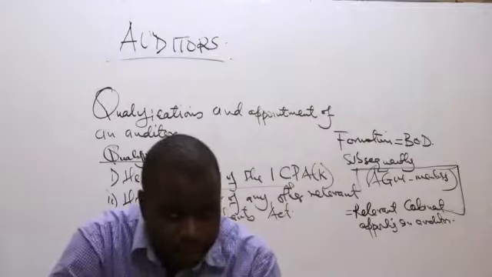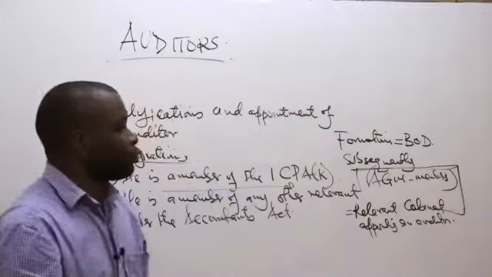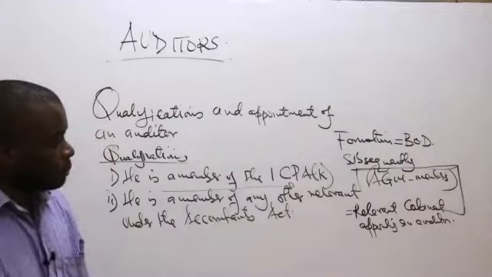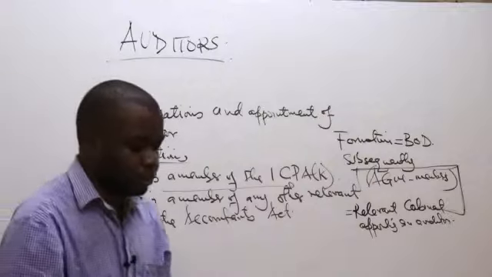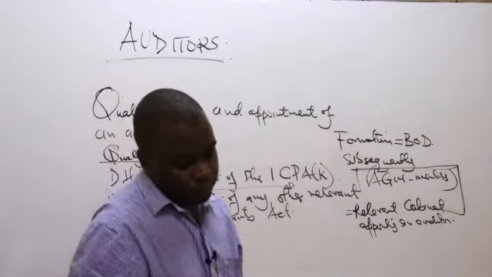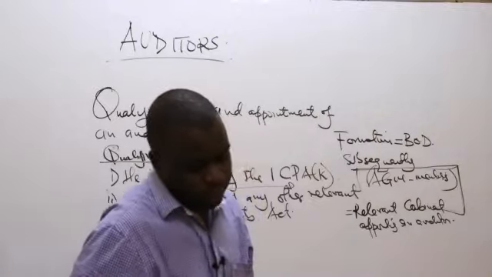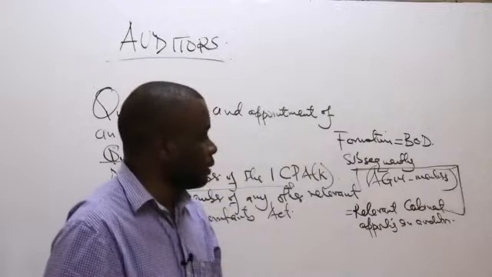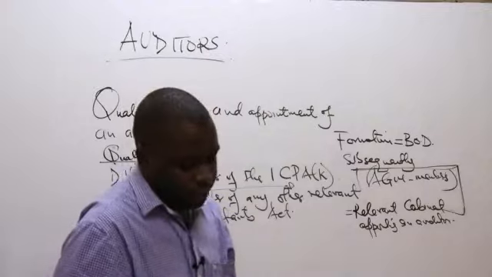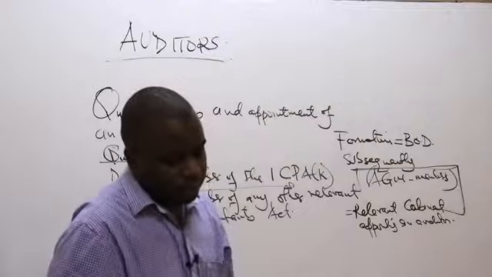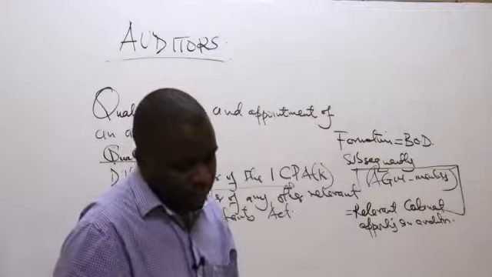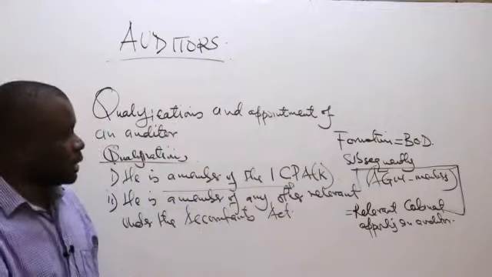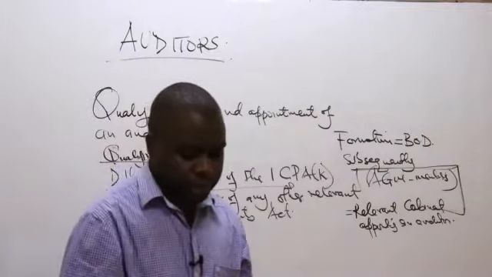So you are saying automatically the previous auditor will be presumed to be reappointed, but certain circumstances can make him not to continue to serve as an auditor. So that is what I've just been talking about. So he won't automatically be reappointed if, number 1, he is not qualified for reappointment. So that is number 1.